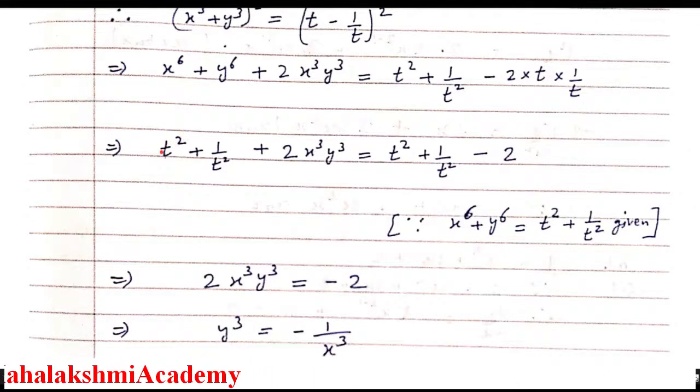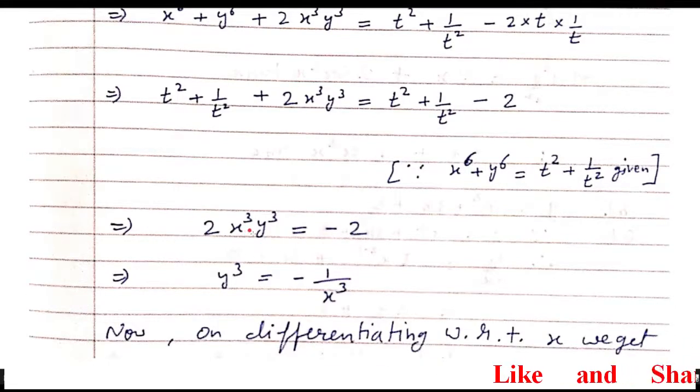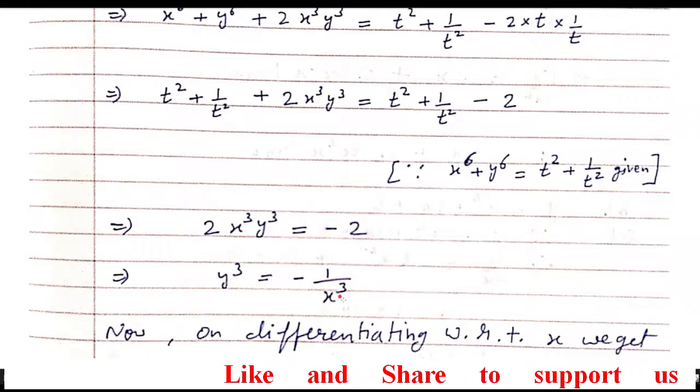Now this t square and this t square will cancel. 1 upon t square and 1 upon t square again will cancel. So you remain with this term and only minus 2. So here this y cube just keep here only, 2 and 2 will cancel again, and this x cube is in multiply, so it will go in divide.